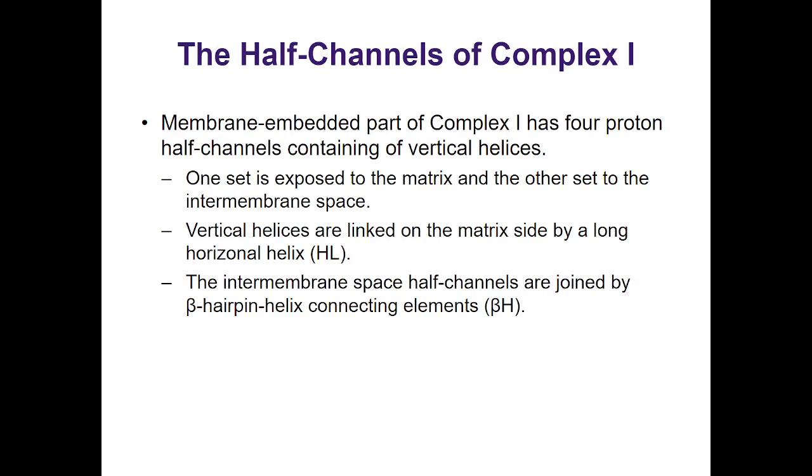So membrane embedded part of your complex 1 is going to have 4 proton half channels. These are going to contain the vertical helices. One set is going to be exposed to the matrix and the other set to the intermembrane space. The vertical helices are going to be linked on the matrix side by long horizontal helix. Horizontal long helix is denoted as HL. Okay? You can kind of think of that as helix long or horizontal long. The intermembrane space half channels are going to be joined by a beta hairpin helix connecting elements. These are the beta H. And so the beta hairpin helix.